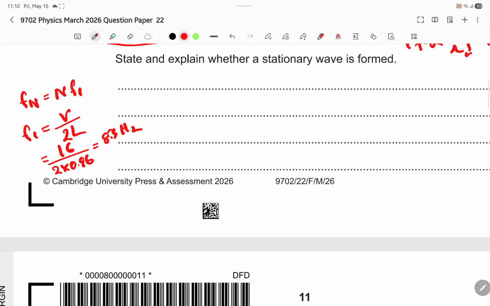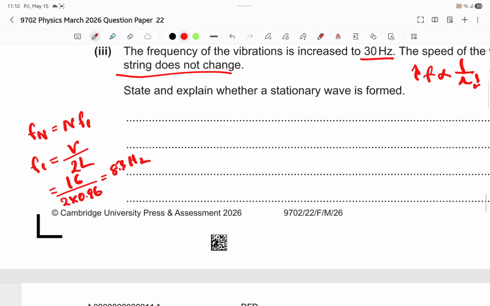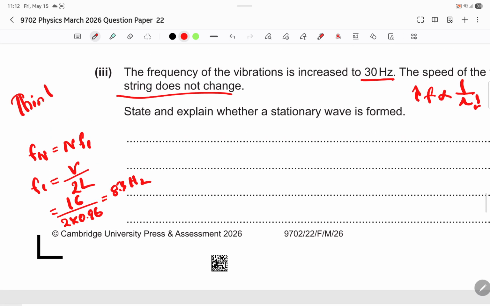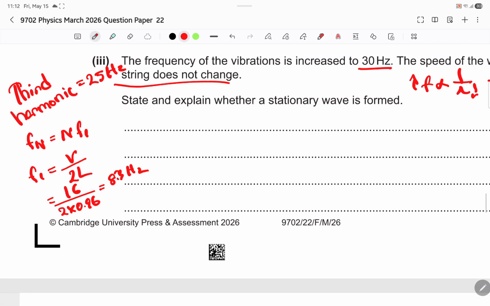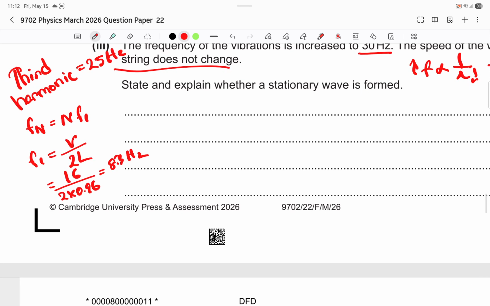Second harmonic will be, if you multiply this by 3, we get 24.9, which is basically 25. Okay, so the third harmonic is where 25 hertz is formed. But what about the fourth harmonic? The fourth harmonic is more than 30. It is 33. We multiply this by the first harmonic, which comes out to be 33.3 hertz, which is not 30.